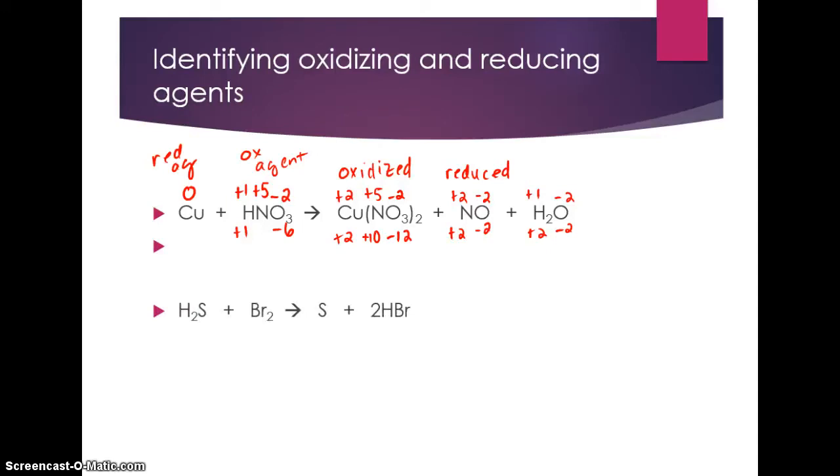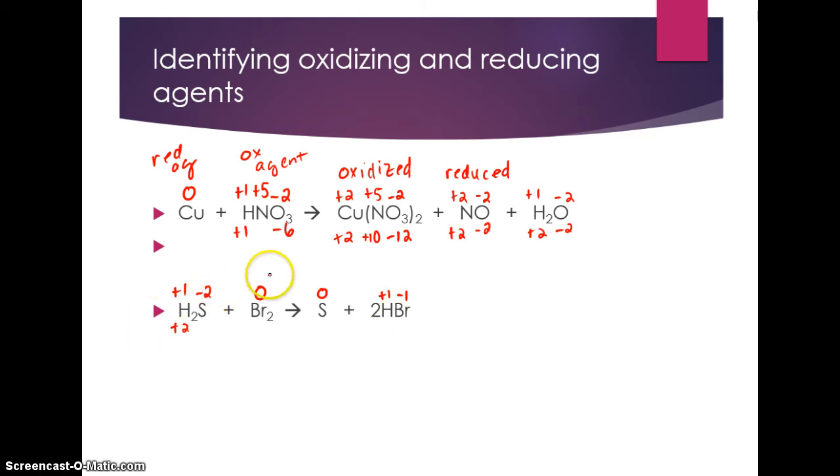Here's our second example. H is +1, so I have a +2 here, which means S must be -2. Br is an element by itself, so it's 0. Sulfur, element by itself, so it's 0. H is +1, which means Br is -1. So let's take a look at this. H is +1 on both sides, no change.